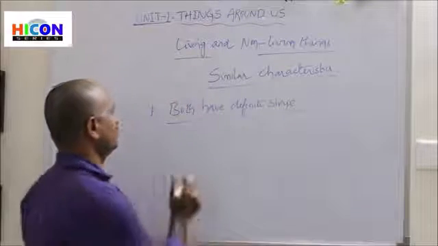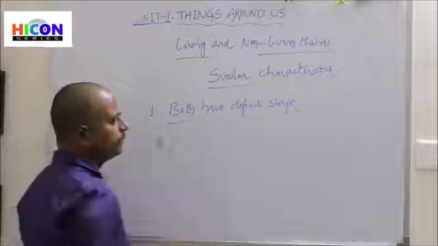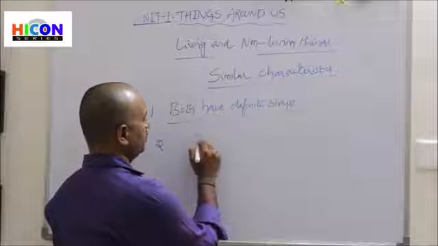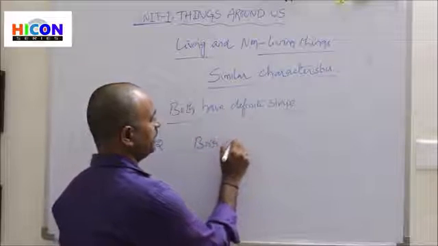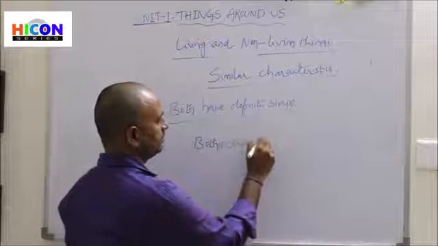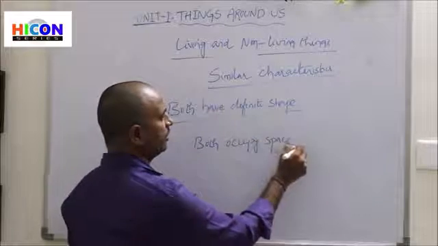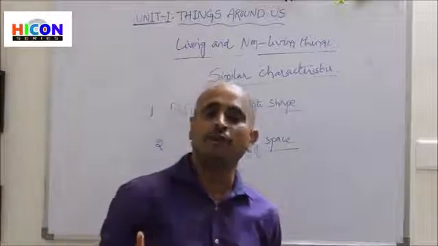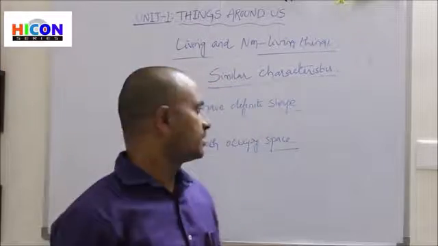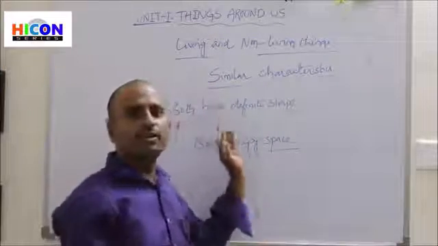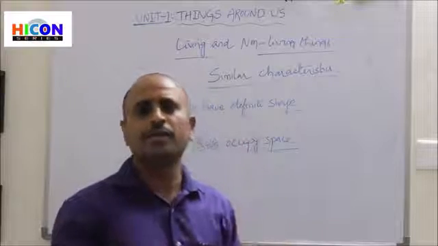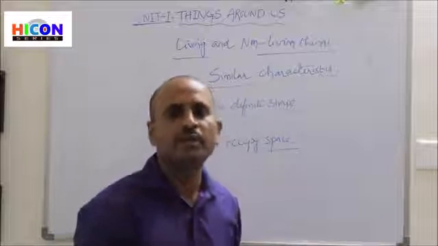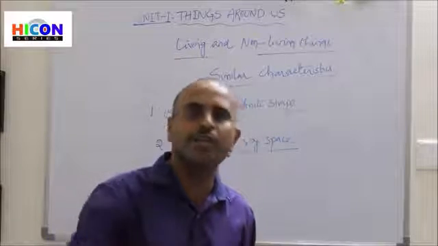So the second one is both living things and non-living things occupy space. So both occupy space. That means they will occupy some place. Since the living things and non-living things have different shapes, if we place the objects on any table, they will occupy some space on the table.